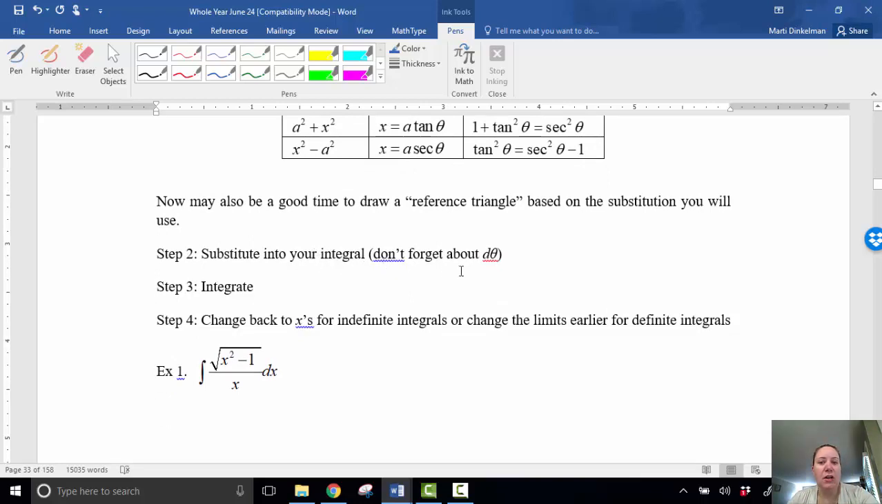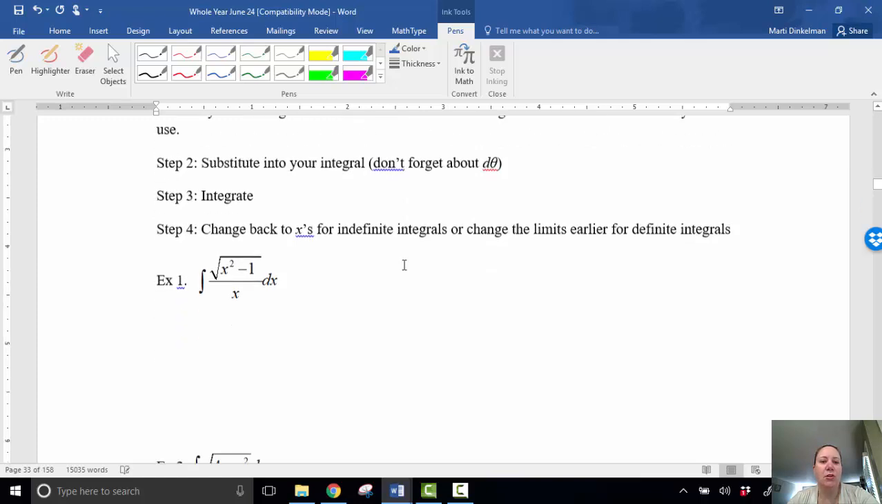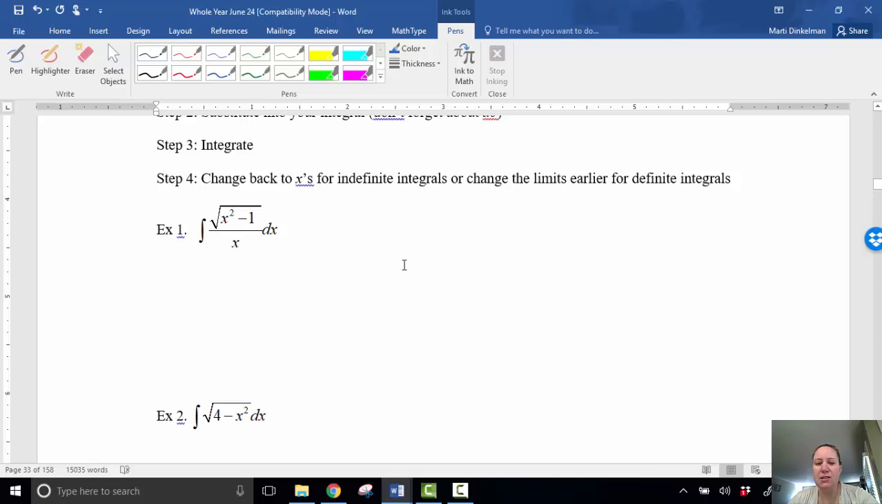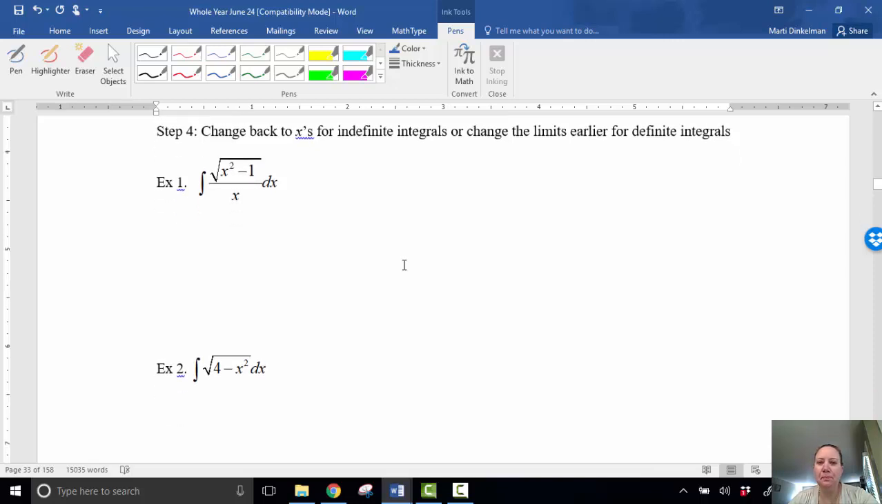Substitute into your integral, so don't forget, we also have to replace the dx at the end to make sure it's a d theta. We'll integrate, and then again, the last step is to change back to x's, just like we did in u substitution.